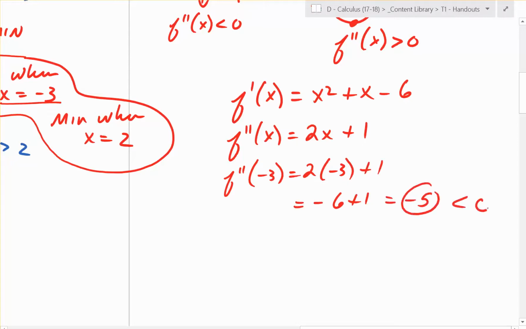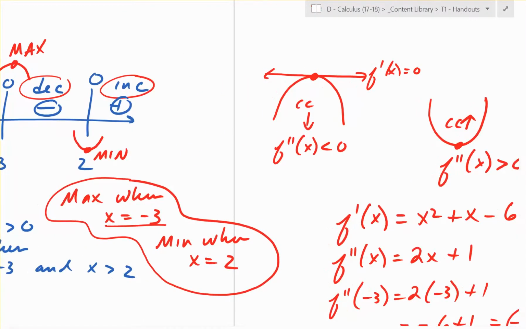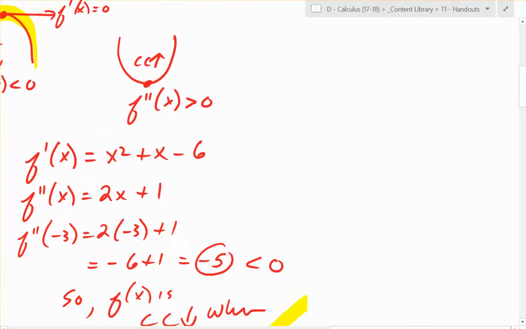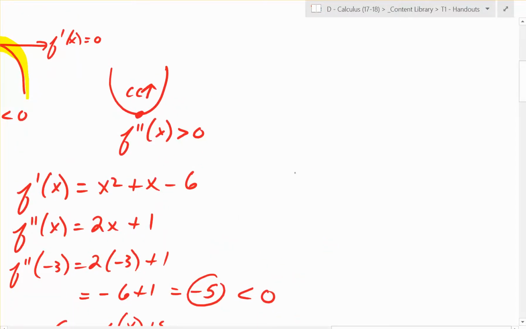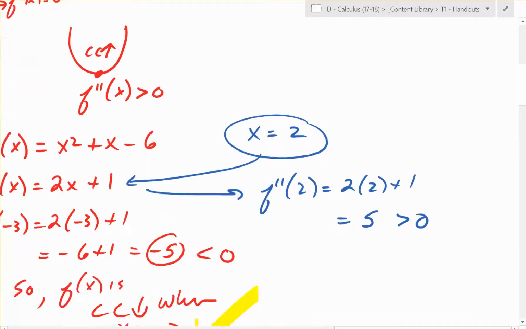Well, negative 5 is less than 0, so f of x is concave down when x is equal to negative 3. And that should be the case because we thought there was a maximum here, so it should be concave down. That verifies that it's a max there. What about the next one? We said there's a minimum at x equal to 2. We plug 2 into the second derivative, and f double prime of 2 is equal to 2 times 2 plus 1, which is 5, which is greater than 0.